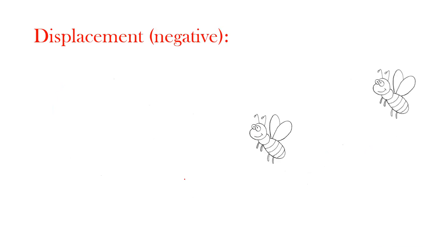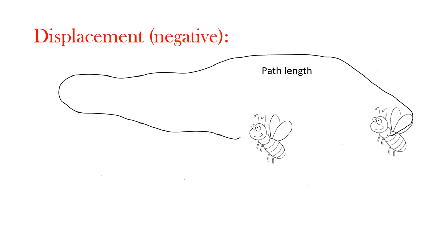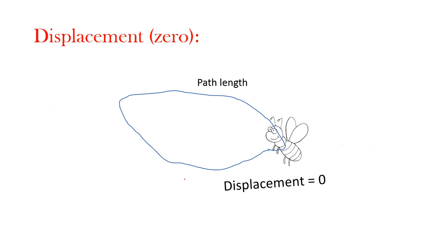This is another example where the displacement is negative. So considering the previous positive direction, now the B is moving backward. So the final position and initial position are in such a fashion that compared to the previous case, this displacement is now negative, right? And this is zero displacement where you can see the starting point and end point are the same, right?